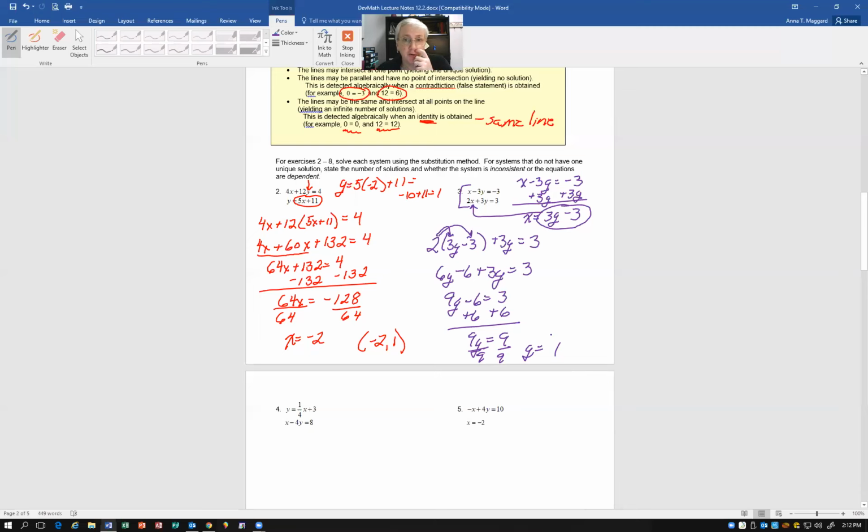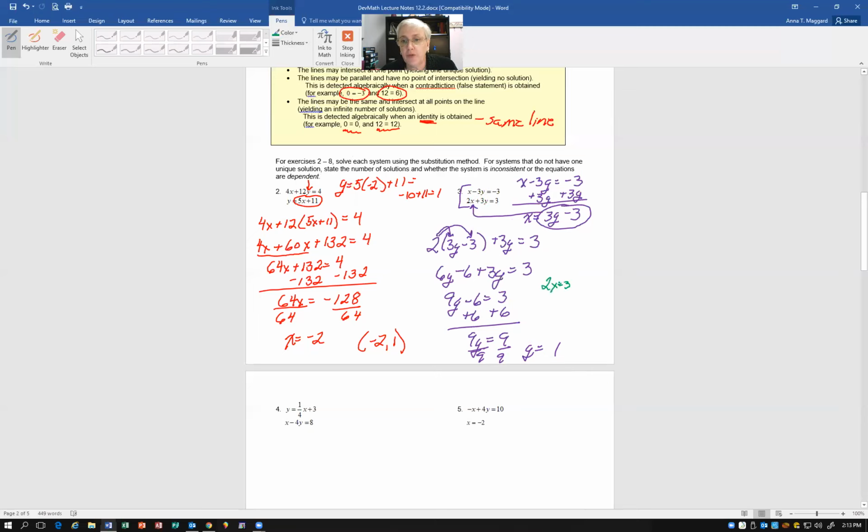When you're watching me do this, stop the video right in here and say, let me see if I can solve that myself. And then start it again and see if we get the same answer. If y is equal to 1, I can put 1 in either of these places. I'm going to change the color so you can see that back substitution. I'm going to put 1 right here.